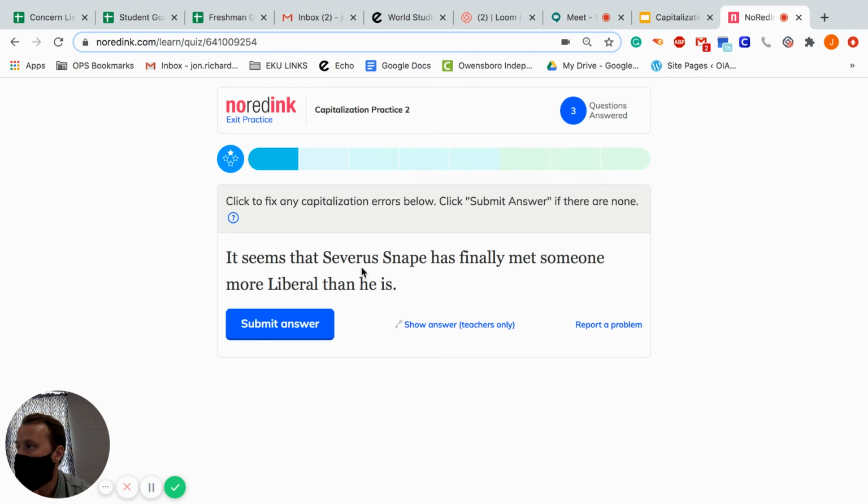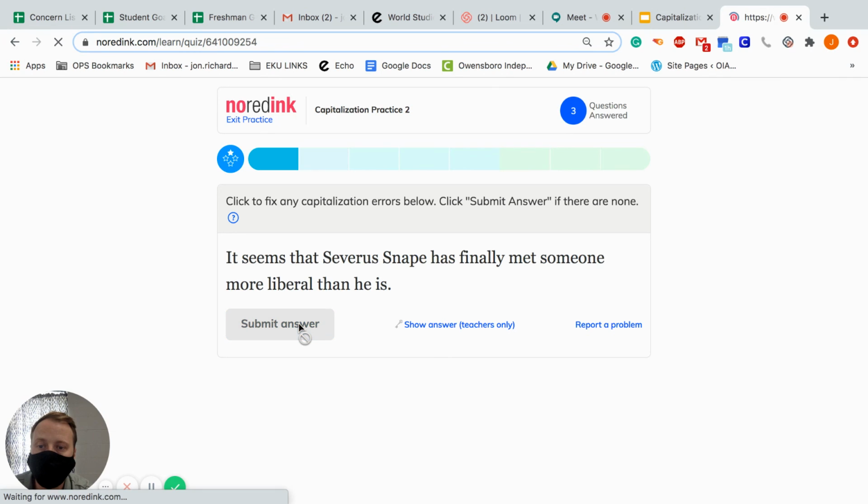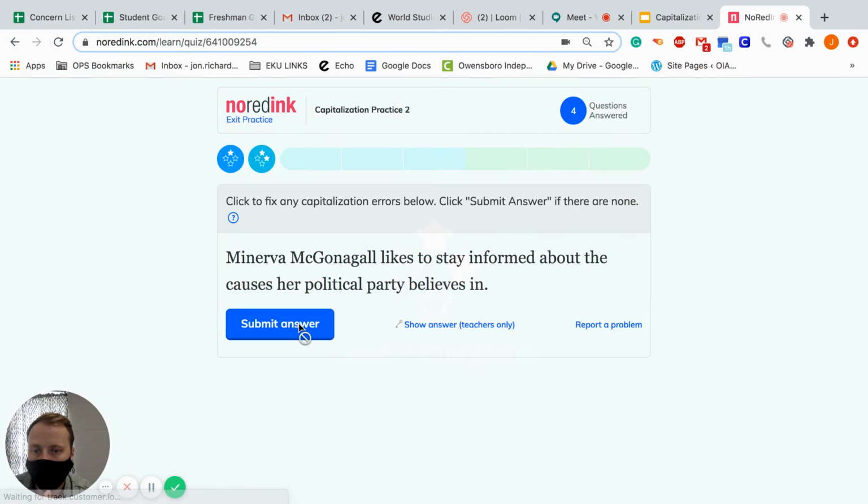The question was, do you capitalize democracy? We'll probably see this one. No. Unless it's part of a name, and democracy isn't a specific name, it's a common noun. It seems that Severus Snape has finally met someone more liberal than he is. You can be a Libertarian Party member, but liberal itself is not a proper noun, okay? It's a common noun. It just means to be more free, more lenient.